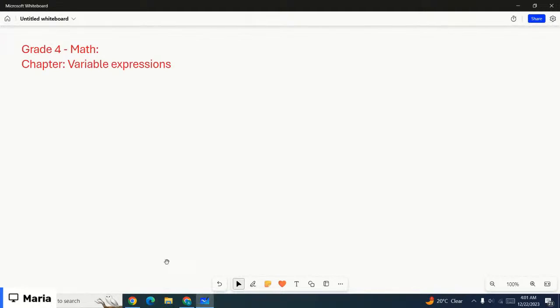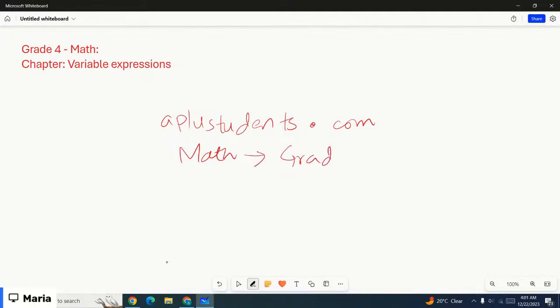We are here for grade 4 math. You can find all the lessons on aplusstudents.com. You have to log in there using your email address and password as provided by the administrator. Then you have to select math from the subject tab. Scroll down to grade 4 and then click on view all lessons. So there you can find a list of the chapters.